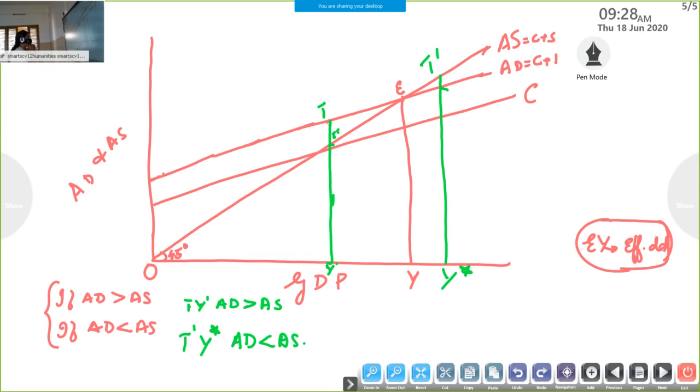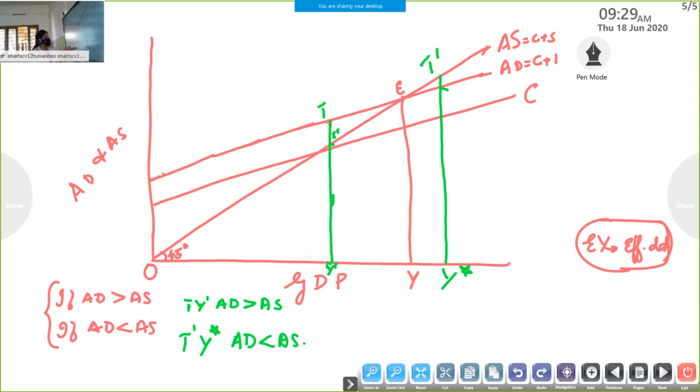How you can explain? First you can give the equilibrium level of income, write about the equilibrium level of income. After that, any deviation from this point shows either AD is greater than AS or AD is less than AS. One by one you can explain like this. Here you should mention how much is AD and AS. For example, if we consider AD is greater than AS, you should write T Y dash shows AD is greater than AS, and T Y dash is AD and T dash Y dash is AS.